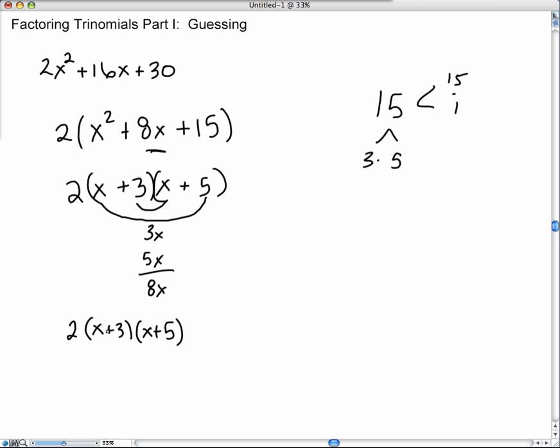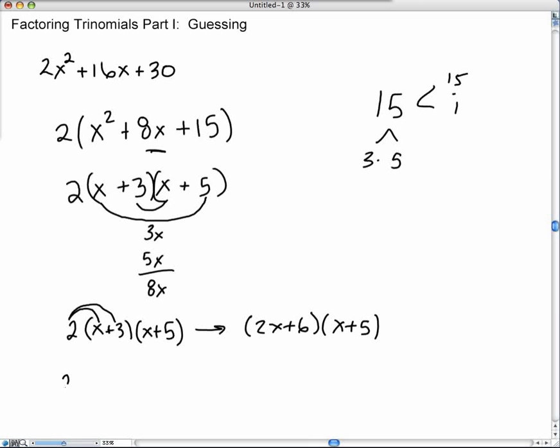Now, in some books, they're going to want this 2 integrated into one of these two binomials. So what we can do is take this 2 and multiply it with the x and the 3 here. That's going to give me 2x plus 6 times x plus 5. So that's one way that you can find the answer.